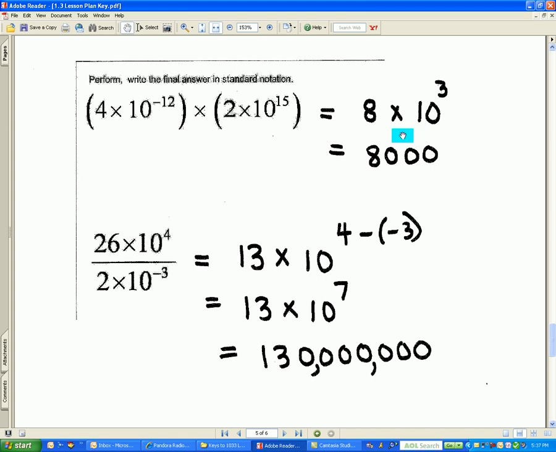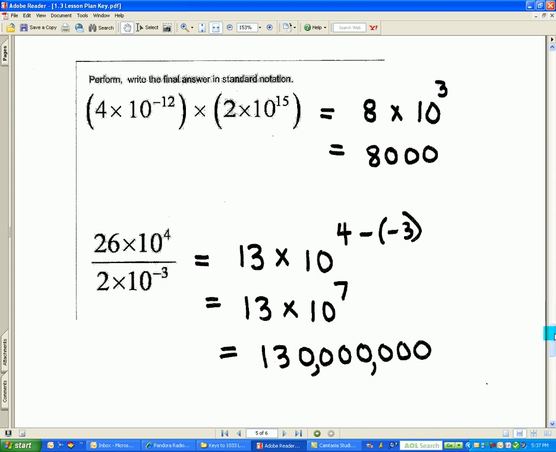Now the directions on this problem asked us to write the final answer in standard notation. They did not want us to leave it in scientific notation. So that's why I write my final answer as 8,000.